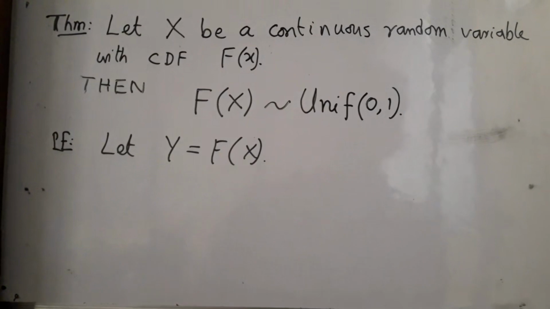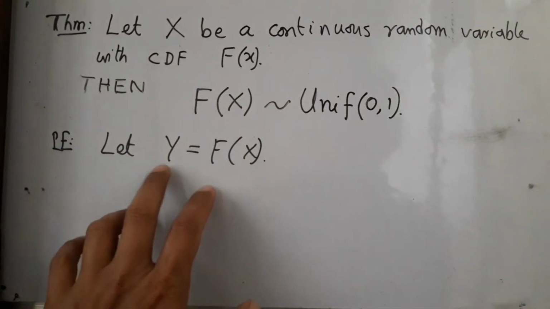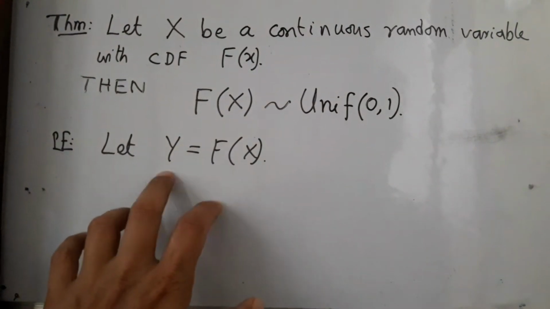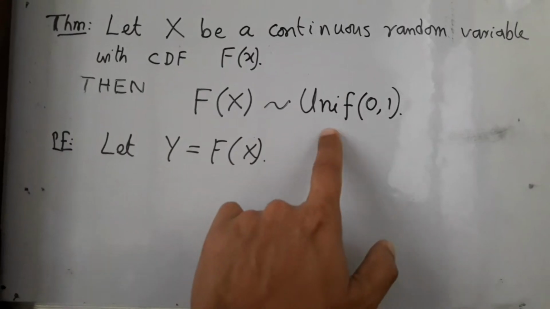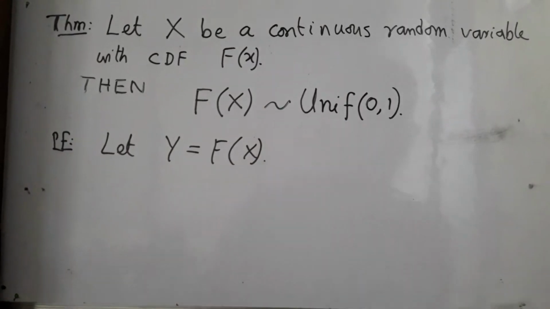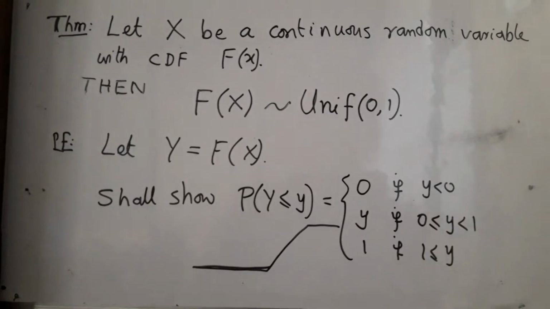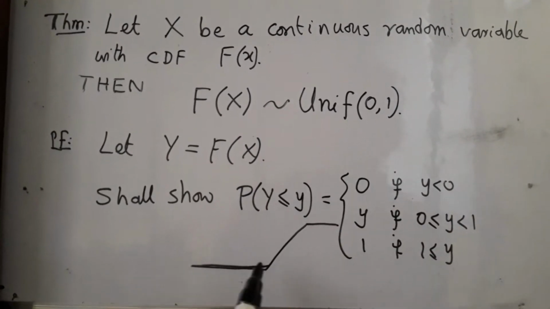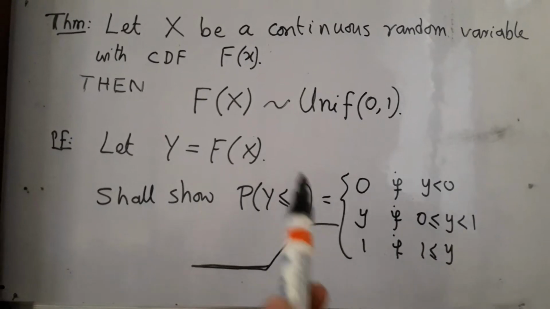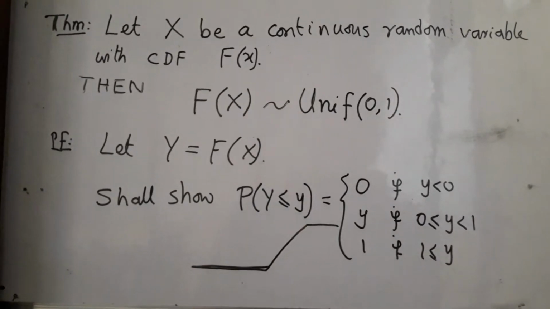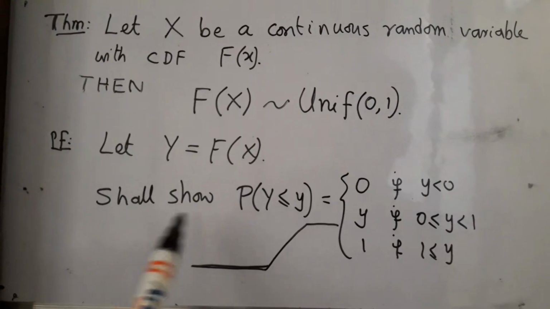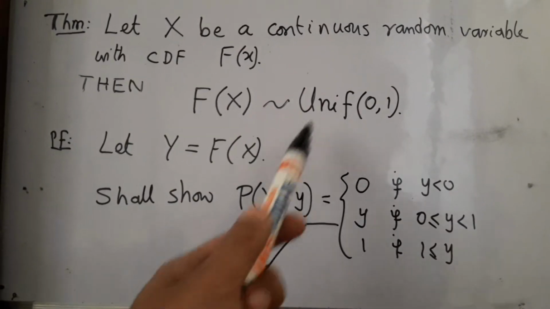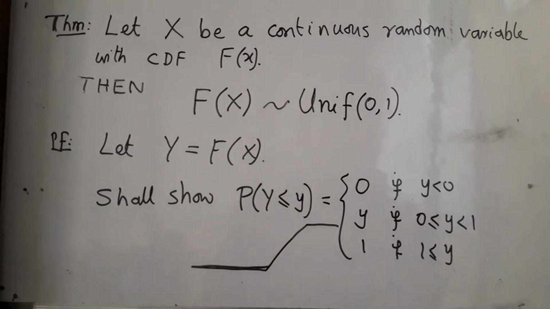So what do I do? I will try to find out the CDF of Y and show that it matches the CDF of uniform 0-1. We have already seen this is the CDF of uniform 0-1. So once I show that the CDF matches, since CDF characterizes a distribution, I will have finished the proof that Y indeed had uniform 0-1 distribution.